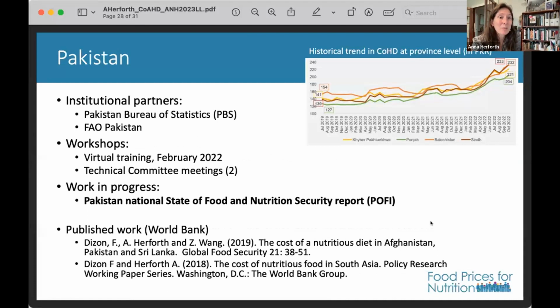In Pakistan, we've been working primarily with FAO Pakistan. They're publishing a national state of food and nutrition security report called the POFI, aligned with the global SOFI. And so they've been looking at this indicator, as a national representation, more detailed, again, than the global one figure, working closely with the Pakistan Bureau of Statistics that provides the data. So we've been supporting with a couple of workshops there as well.